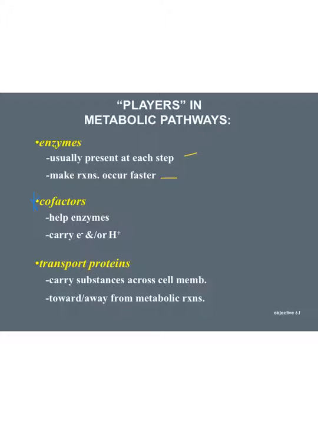The other player in metabolic pathways is one that you're already familiar with, that we talked about way back in chapter 7 when we did the membrane chapter, and these are the transport proteins. Their job is to carry substances across the cell membrane, either towards or away from metabolic reactions, depending on what transporter we're talking about. Remember, these were proteins that were embedded in the plasma membrane, and they allow certain molecules to pass through the membrane.